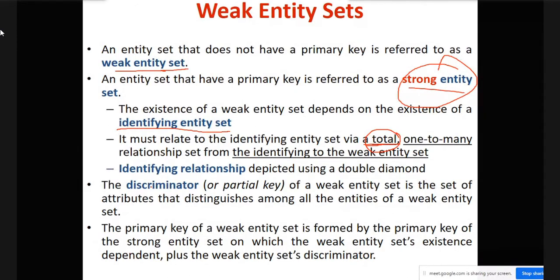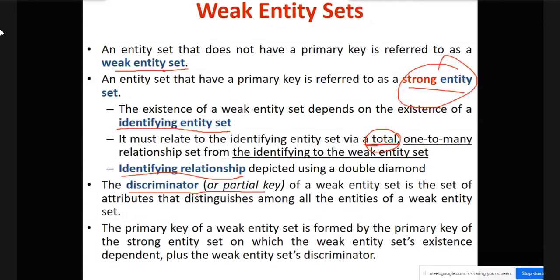Fine. Now, the identifying relationship is depicted using a double diamond. This weak entity set is represented with a double rectangle, and the relationship to which it is connected is represented with a double diamond. That is known as an identifying relationship set. We'll see all that in the next slide with an example.